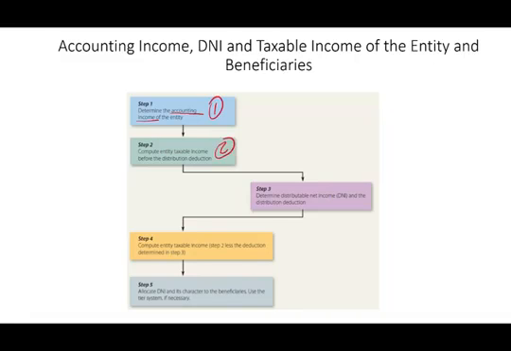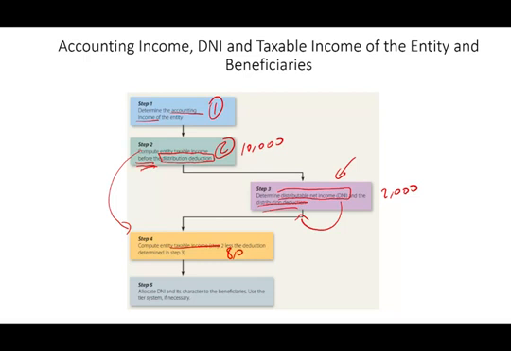Step two, we're going to compute entity taxable income before the distribution deduction. This is the distribution deduction, something we're going to learn about shortly. Step three, determine the DNI and the distribution deduction. Once you determine the DNI, you'll be able to determine your distribution deduction. Once you determine your distribution deduction, we're going to go back and compute taxable income, like step two less step three. So we're going to find a number here. Let's assume the number here was 10,000 and the deduction here was 2,000. Well, then 10,000 minus 2,000 will give us here 8,000, and this will be your actual taxable income.